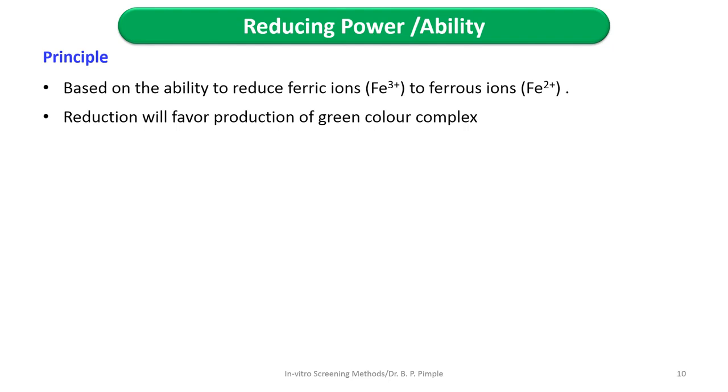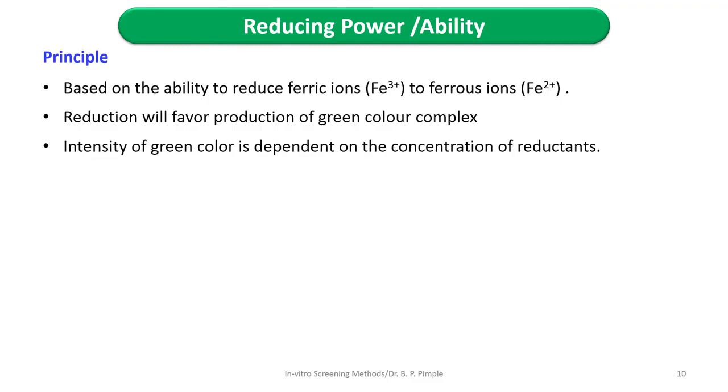Reduction will favor the production of green color in this case. Once it is reduced, a green colored complex will be formed after reduction. And who is going to reduce it is the antioxidant. Our antioxidants will force the dark reddish color ferric ions to get converted to green color. The more the antioxidant, the more green color solution will be formed.